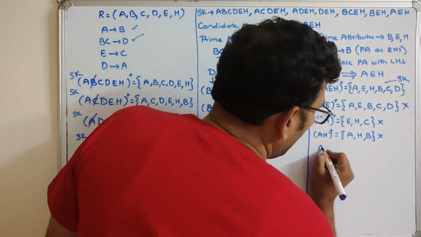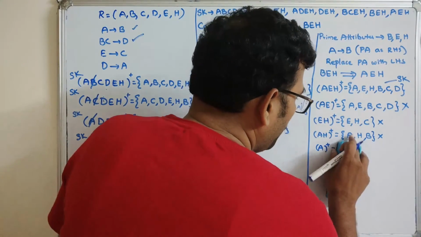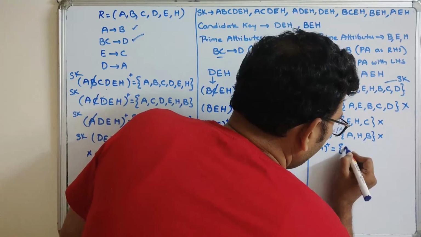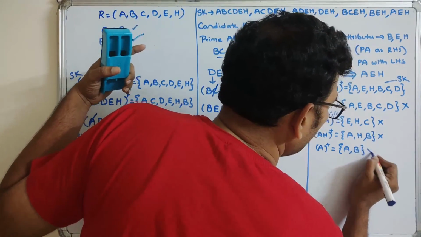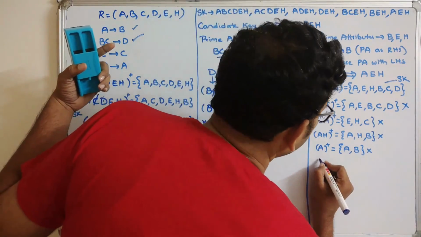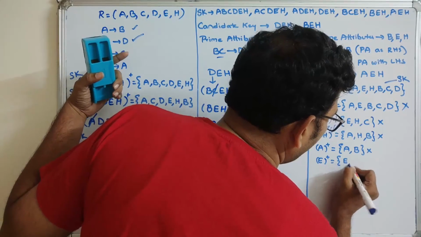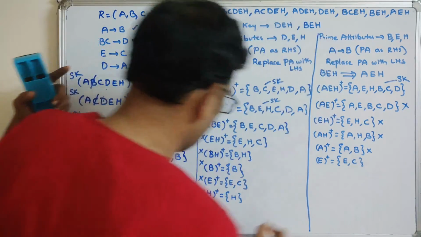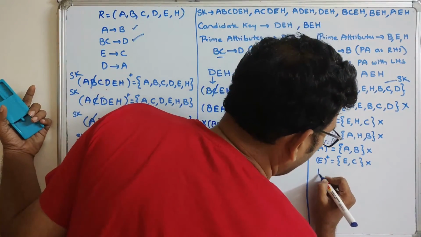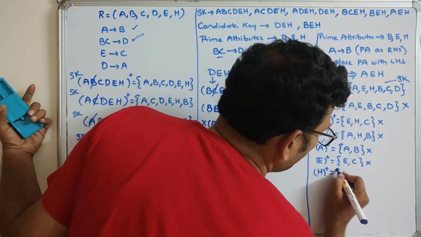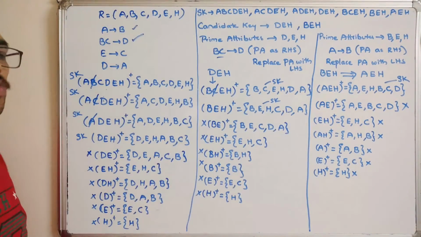And find out the single attribute closures. A plus: we can determine A, and if you know A, we can determine B. Only 2 attributes we can determine, so this is also not a super key. Next, E closure: we can determine E and only C. So this is also not a super key. And H closure: we can determine only H. No other attribute can be determined. So this is also not a super key.